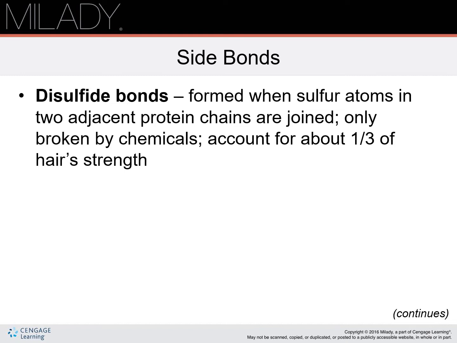A disulfide bond. They are strong chemical side bonds formed when sulfur atoms in two adjacent protein chains are linked together. Although there are fewer disulfide bonds than hydrogen or salt, they are the strongest of the three side bonds, accounting for about 1/3 of the hair's overall strength. So there are fewer disulfide bonds in that cortex, but they are the strongest.